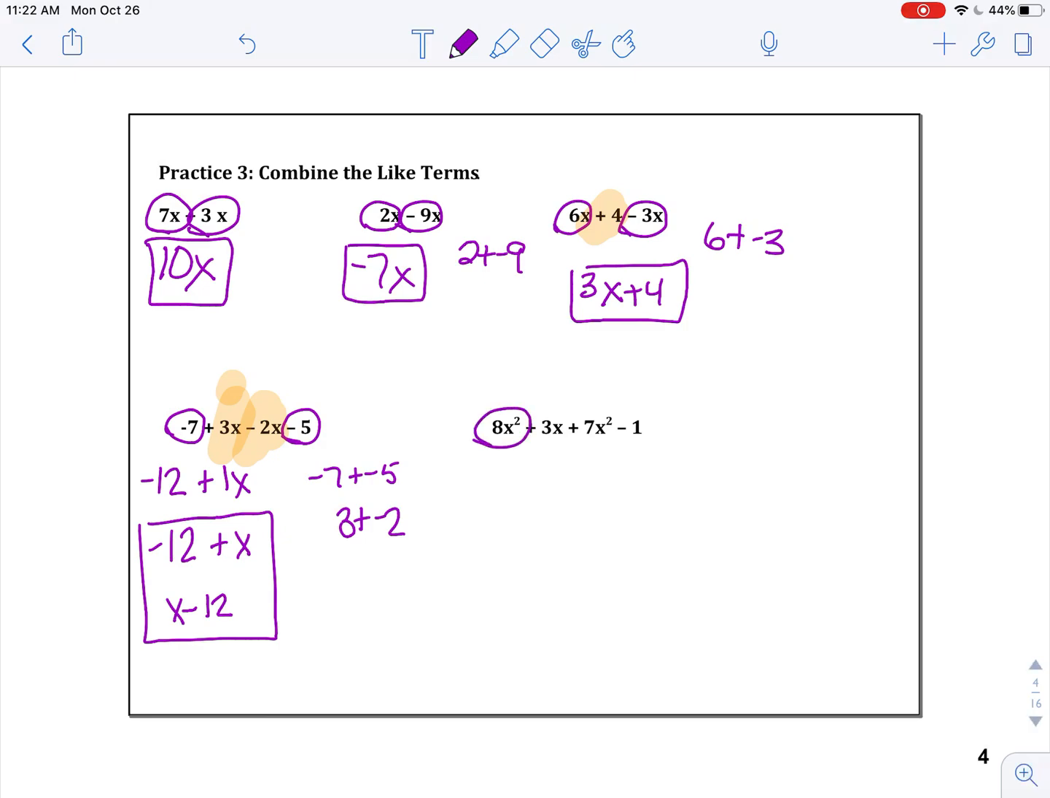Then our last one, we have negative 8x squared, positive 7x squared. 8 plus 7 is 15x squared. Then we have 3x, which does not have a like term. And then negative 1 does not have a like term. So our final answer is 15x squared plus 3x minus 1.